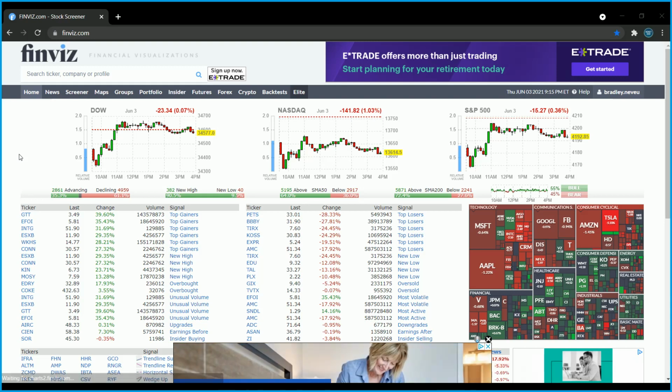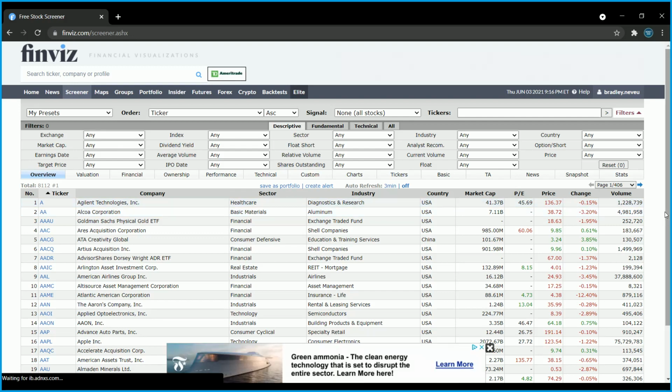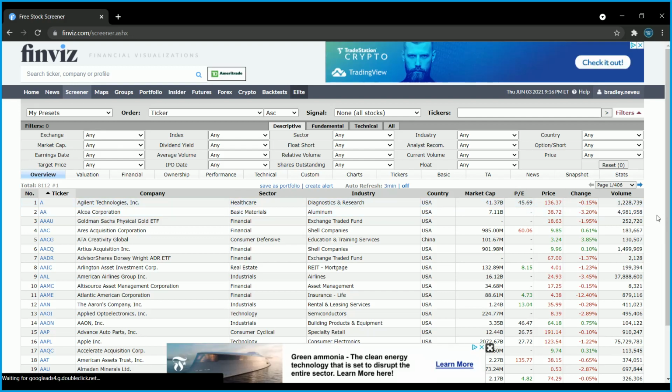I'll make a longer video on that soon, but for this video we're going to go to finviz.com and then click on this button right here that says screener. That is their stock screener tool. Okay, so once we have that pulled up, to find a stock that has a high short float, we need to filter for it, right?